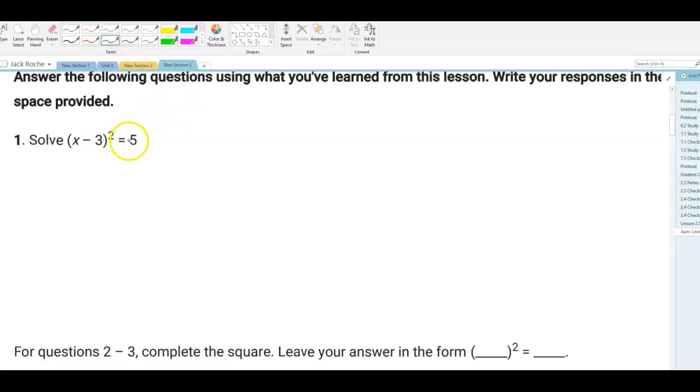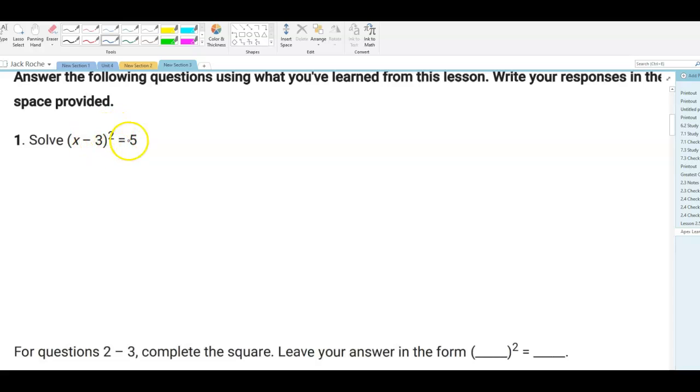Alright, so this lesson's on completing the square. It's a pretty straightforward process, but it does take a little focus here. So the first example they give you here is the end process of completing the square.